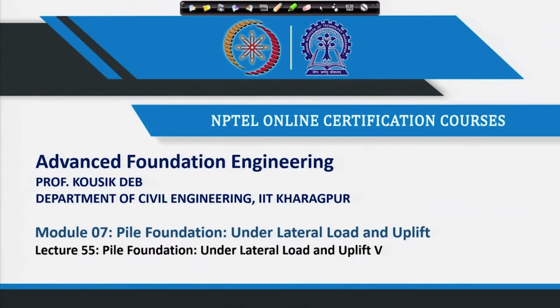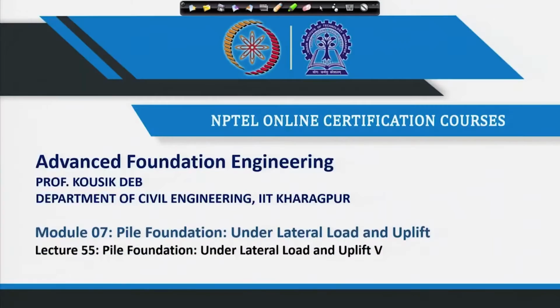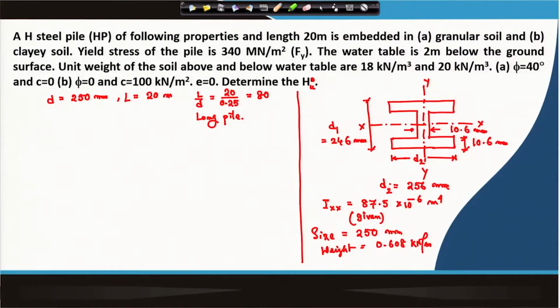So, last class I was discussing one example problem, where an H-section steel pile was taken and the soil properties were given. Two soil conditions were given: one is granular soil, another is clayey soil, and the size of the section was 250 millimeters. So, diameter was taken as 250 millimeter. These values are available for the chosen section.